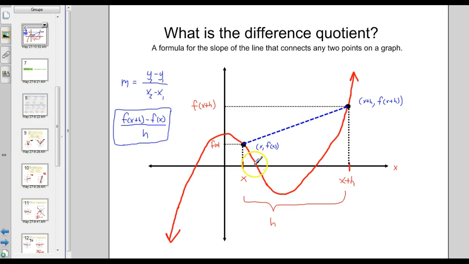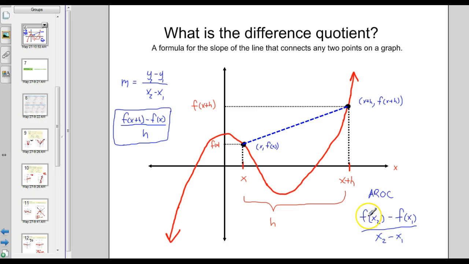Yes, this function did dip down and go back up, but if we connected those two points with a straight line and bypassed going down and coming back up, that slope is what we call the average rate of change, which is also in this section. The average rate of change between the two points. Now, I didn't really give you notes on average rate of change because it literally is the difference quotient. The average rate of change is f of x2 minus f of x1 divided by x2 minus x1.